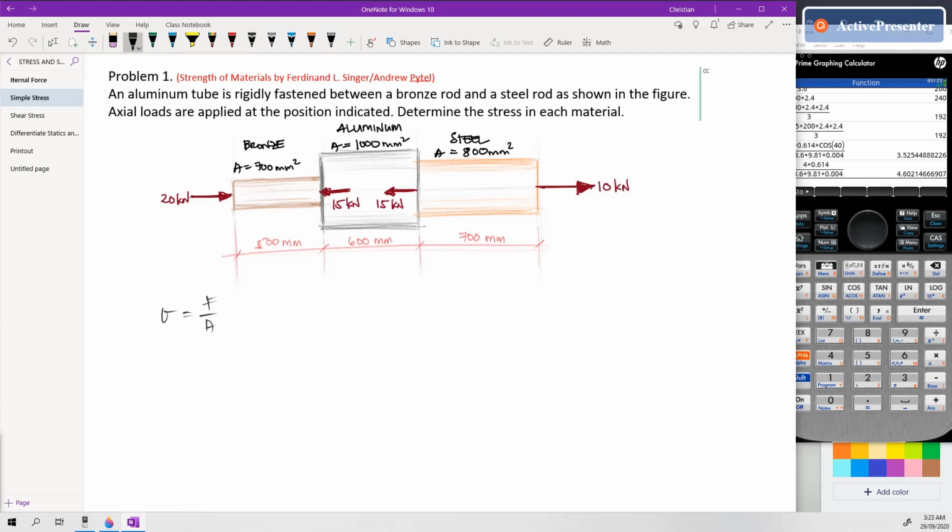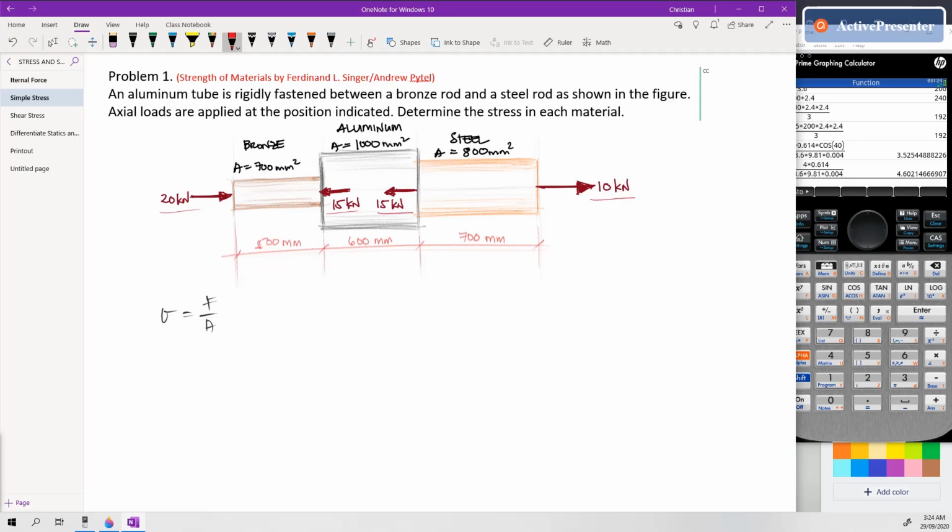So in this example, an aluminum tube is rigidly fastened between a bronze rod and steel rod as shown. So given the mga actual loads, we have 20 kilonewton applied dito sa ating bronze going towards the right. Then meron tayong 15 kilonewton dito, another 15 kilonewton here, and 10 kilonewton dito sa dulo ng steel.